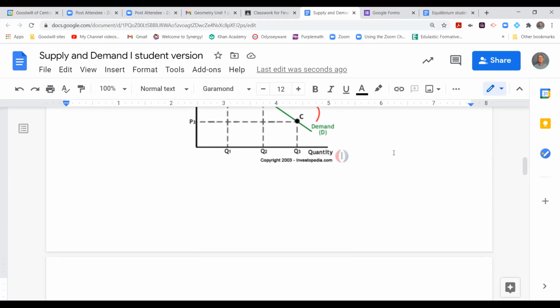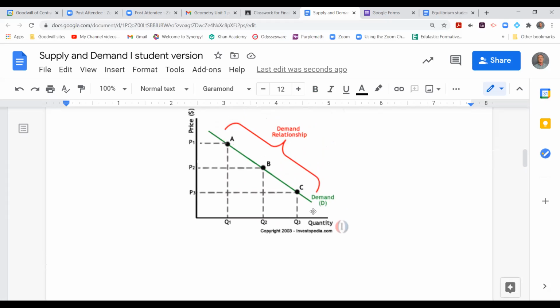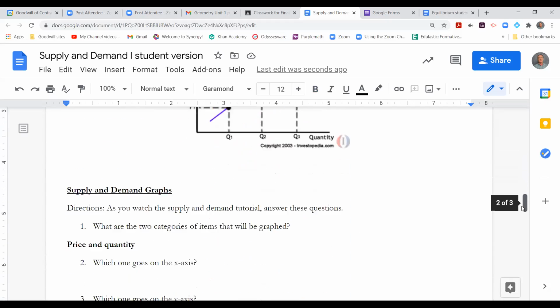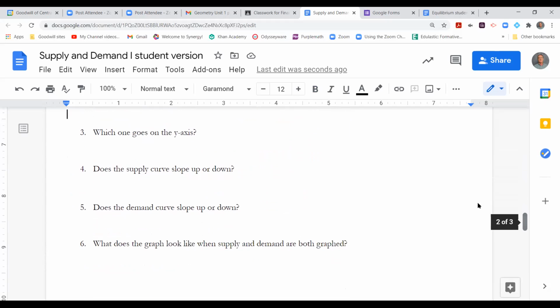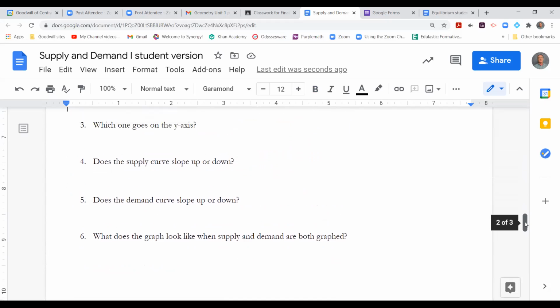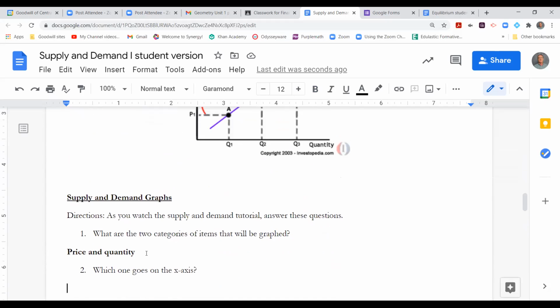Remember from algebra, the xy coordinate plane? This is only quadrant 1 because all these numbers are positive. This is the x-axis, this is the y-axis. Quantity goes on the x-axis. Price goes on the other. You have to know whether the supply curve slopes up or down and whether the demand curve slopes up or down, and what the graph will look like when they're both graphed together.